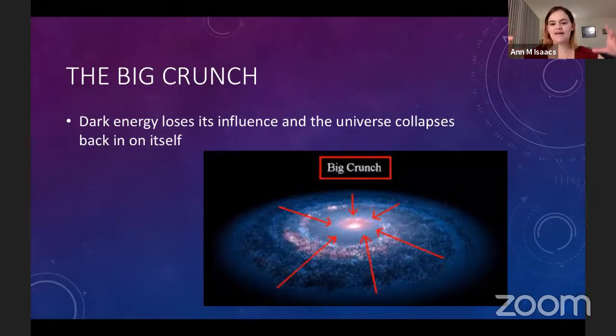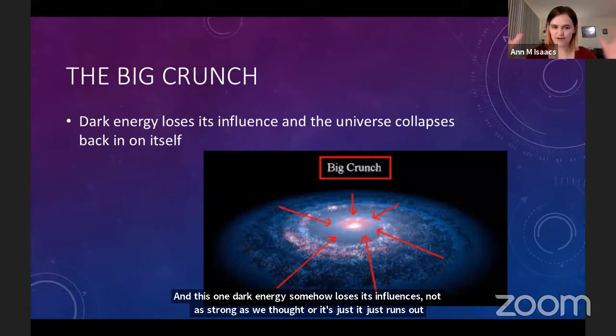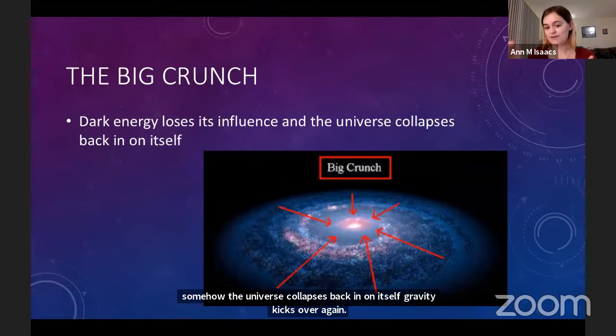Gravity takes over again. Everything in the universe comes back together and crunches down back to a singularity. One theory is actually that the universe sort of pulsates in and out. It crunches down, does a Big Bang, it expands again, crunches back down, and so on and so forth, which is an interesting theory. We're going to talk about that in a minute. So that's the Big Crunch.